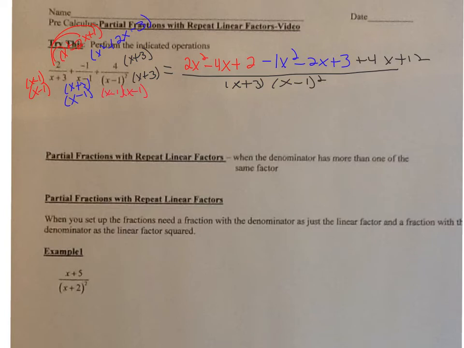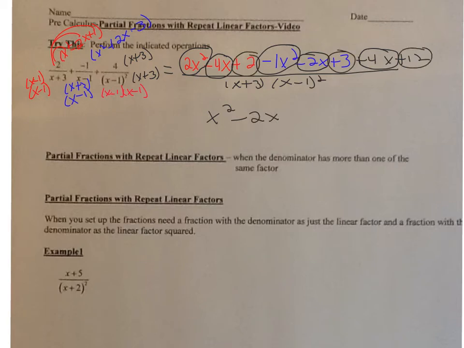And then when I combine all my like terms in the numerator, I have 2x squared minus 1x squared is x squared. Negative 4x minus 2x is negative 6x plus 4x is minus 2x. 2 plus 3 is 5 plus 12 is 17. All over x plus 3 and x minus 1 squared.